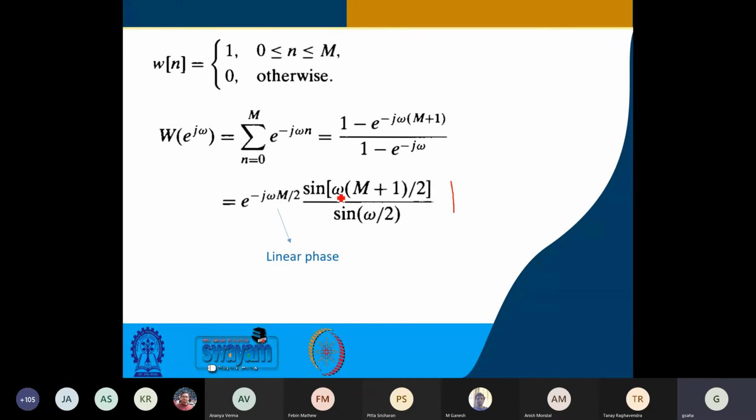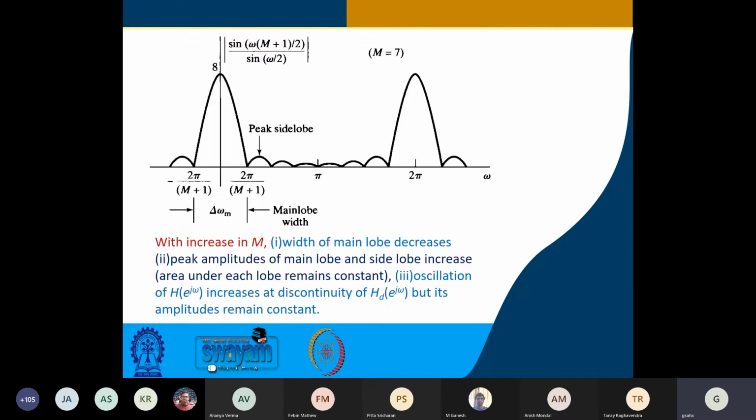It's just a GP series. There we considered M1 to M2, much more involved. Later on, we considered M1 to be 0 and M2 to be M, and we looked at a few examples, right? So here we are starting with 0 only. When we plot this rectangular window function for different values of M, here is a case of M equal to 7. There also we had seen in the previous simulation different values of M.